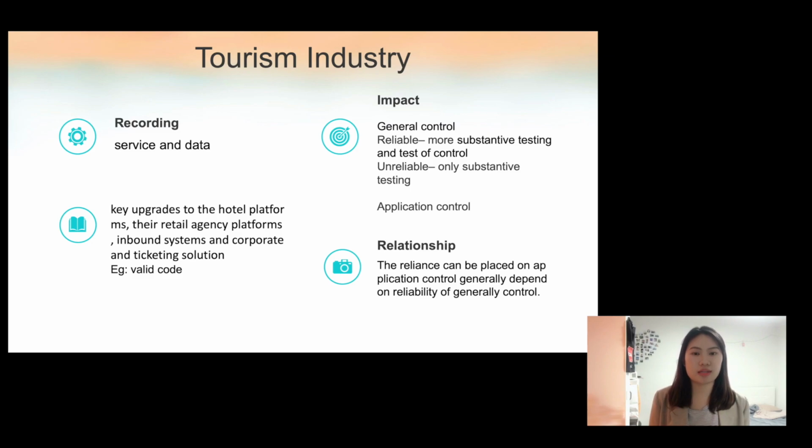When the company uses IT, the company needs to do more internal control auditing, which includes general control and application control. If general controls are reliable, auditors need to do more substantive testing and test of control. If unreliable, auditors only need to do substantive testing. The reliance that can be placed on application control generally depends on the reliability of general control.